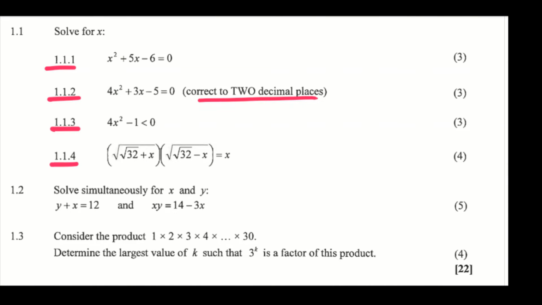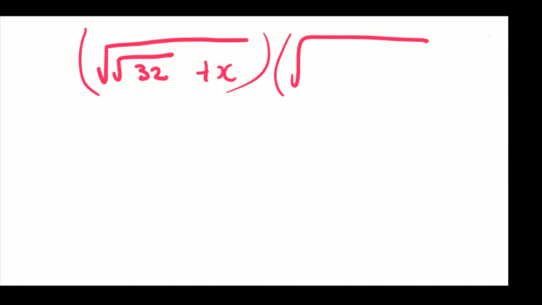Now we're going to do 1.1.4. So we're having the root of (32 plus x), and then another root, the root of (32 minus x), in brackets, being equal to x, right? To solve this problem, we can use a difference of two squares.